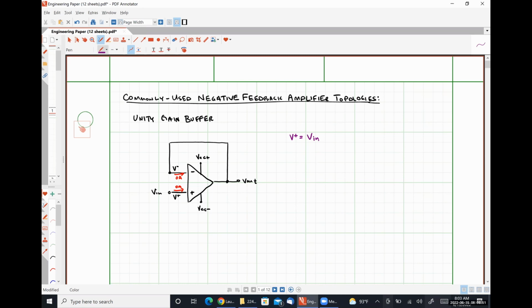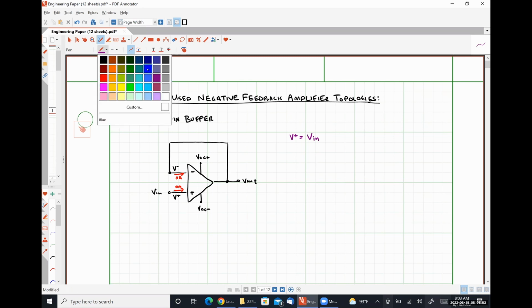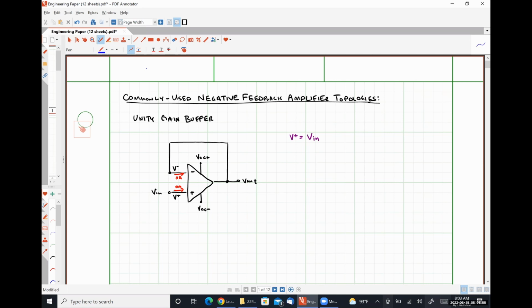For step 2, we apply op amp rule number 2. So we say that our voltage V minus is exactly equal to V plus, which in this case would simply be Vn as well. And then we apply Kirchhoff's current law at our inverting input node, right?